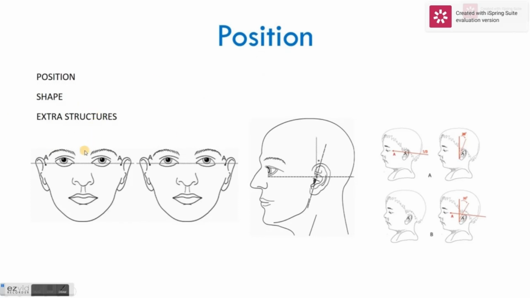Now we are talking about the ear. The ears have three things: position, shape, and extra structures. For the position, you make a line between the medial canthi and extend it to the ear. You should have at least 1/3 of the ear above that line. Posterior rotated ears: you make a long axis from here and then you push it back till you reach the ear. This is one long axis. And then another axis along the ear, and this angle, which is clear here, should be less than 20. If it's more than 20, this is posterior rotated ears.